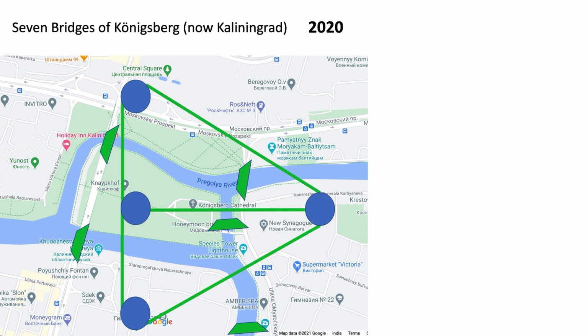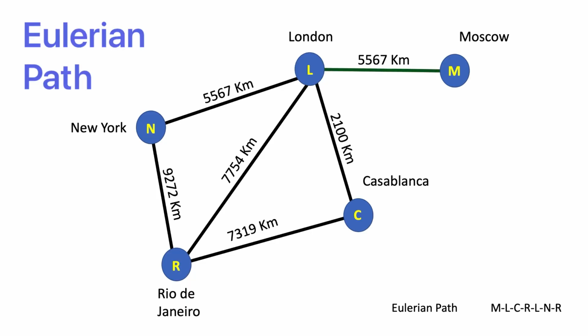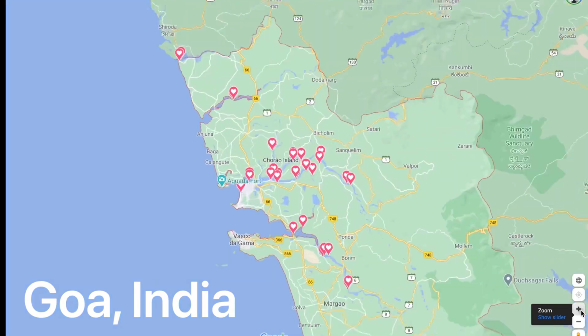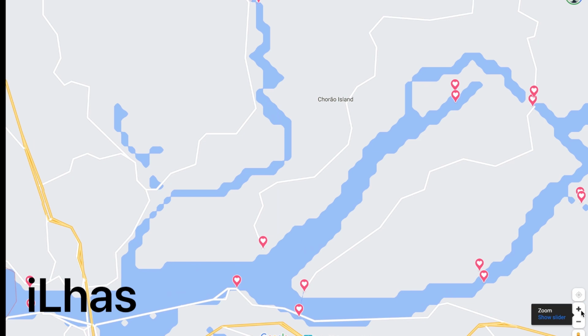Now let's find the Eulerian path between our cities and the flights between them graph. We visit London twice, but that's okay. Key thing is to go through the edges only once. And here is what is called a Hamiltonian path. These are paths where you go through every node exactly once, and it doesn't matter if you go through the edges a few times.